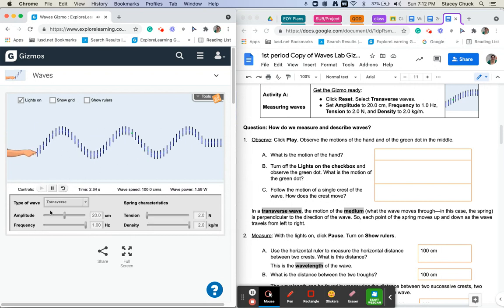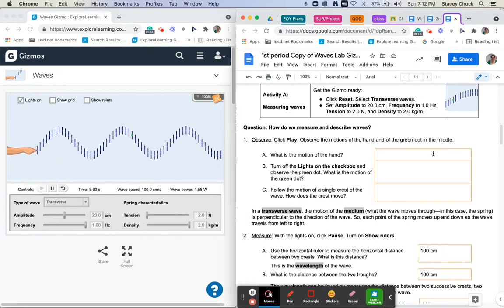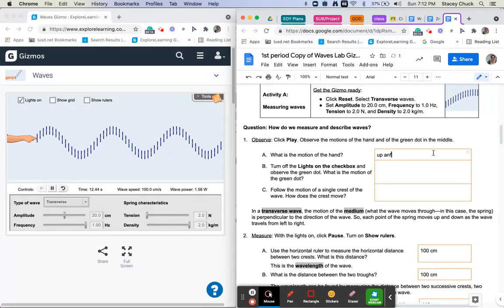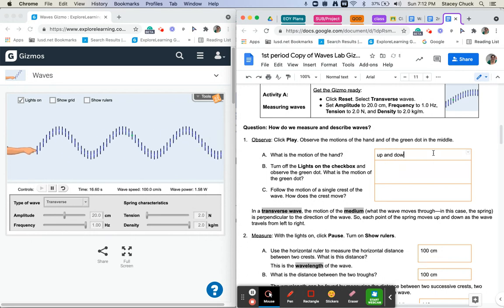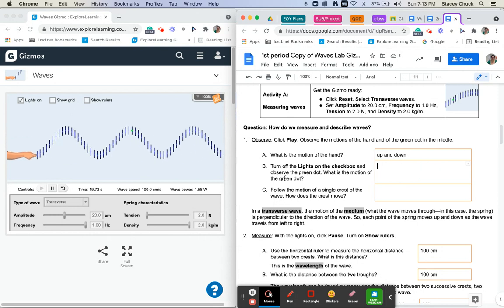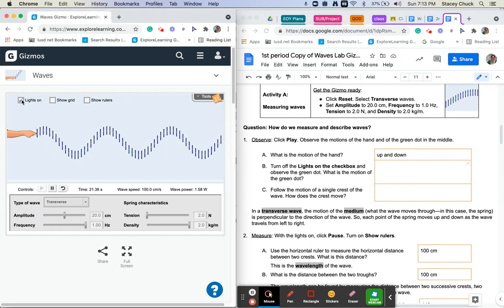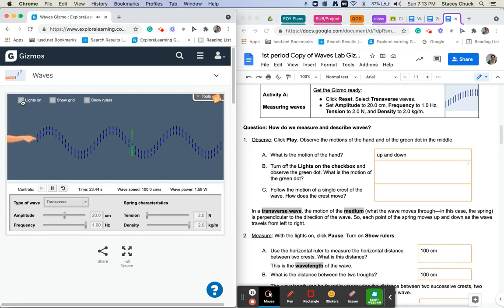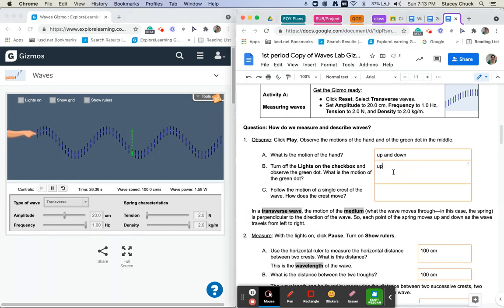Observe the motions of the hand and the green dot in the middle. What is the motion of the hand? Up and down. Turn off the lights in the checkbox and observe the green dot. What is the motion of the green dot? Also up and down.